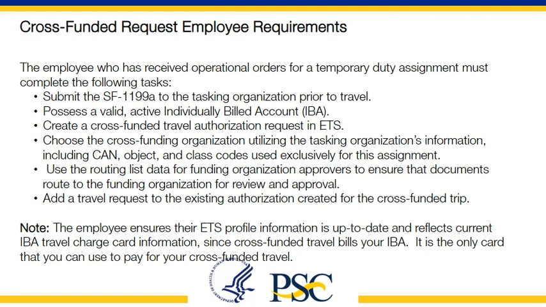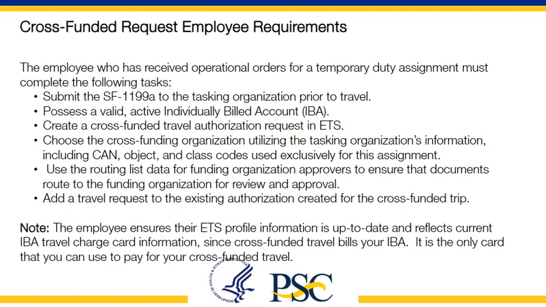Choose the cross-funding organization utilizing the tasking organization's information, including CAN, object, and class codes used exclusively for this assignment. Use the routing list data for funding organization approvers to ensure that documents route to the funding organization for review and approval. Add a travel request to the existing authorization created for the cross-funded trip.